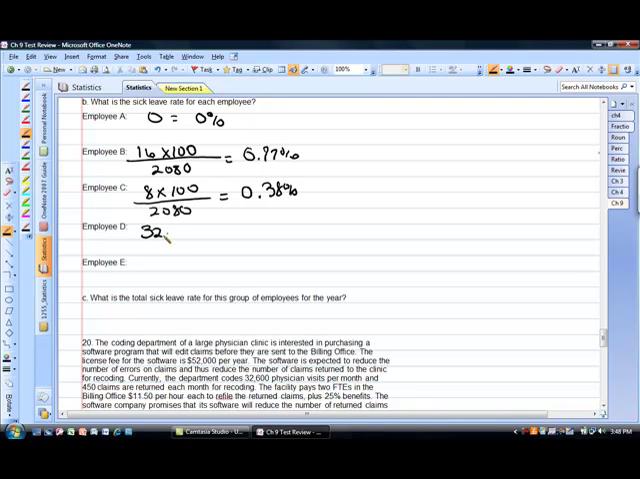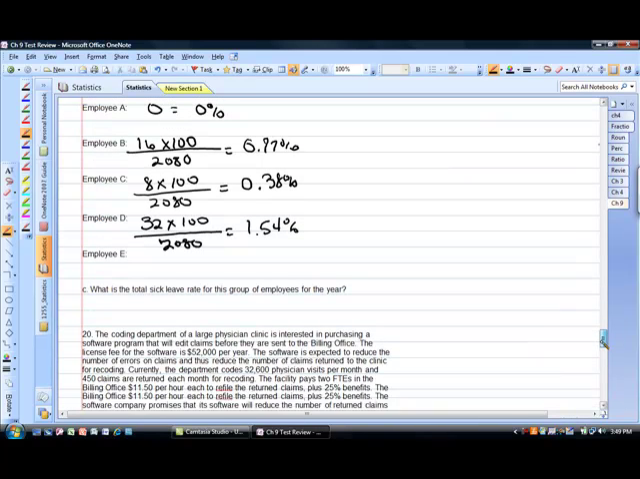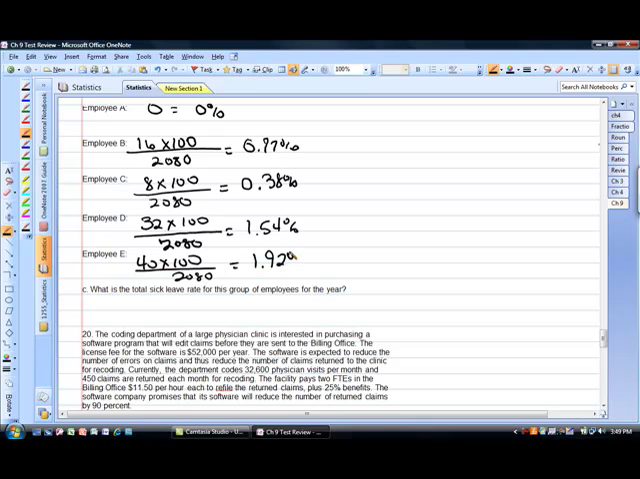Employee D had 32 days of sick leave, and we're going to put that over our 2080, and that gives us 1.54%. And employee E had 40 days of sick leave. Set that up the same way, gives us 1.92%.